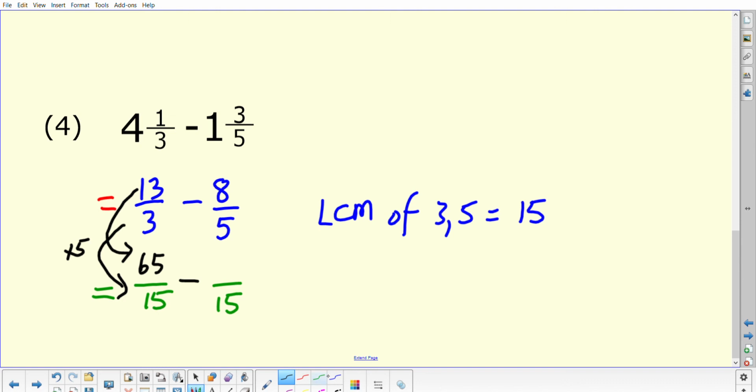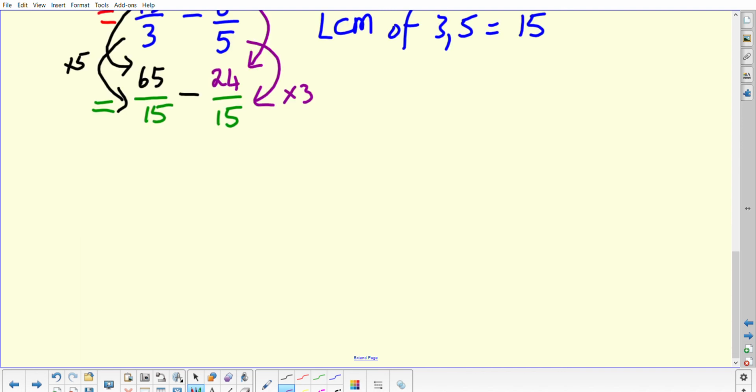Take away, on this side, you will be multiplying by 3. So you need to multiply the 8 by 3 as well, which means it's 24 on the top of that fraction. So what we're then left with is 65, take away 24, which is 41 over 15. Now there is nothing that divides into 41 or 15, they don't have anything in common. You could, and I'm going to write the word here, or you could change that.